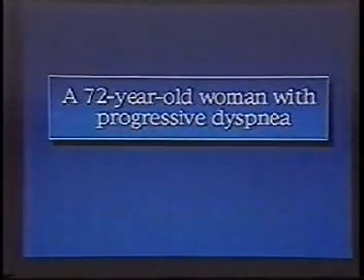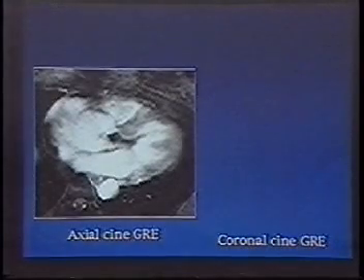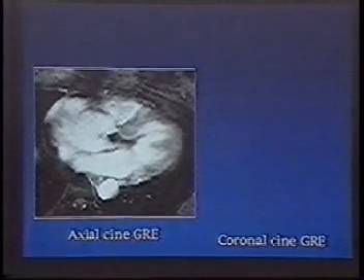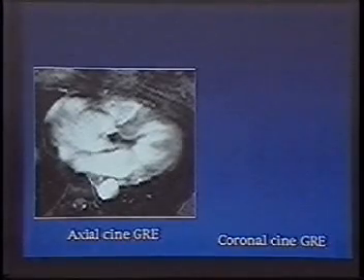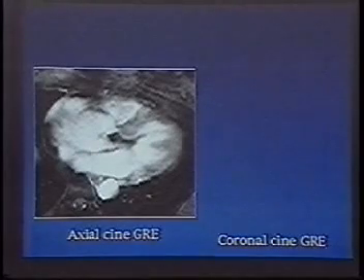Next patient, a 72-year-old woman with progressive dyspnea. Okay, so what do we see? On the cine image, normal flowing blood is white. If you see any black flow jets, that indicates an abnormality of flow. We can see this ascending aorta here, left ventricle here. Notice this black flow jet emanating from the ascending aorta into the left ventricle. This is a regurgitant jet.